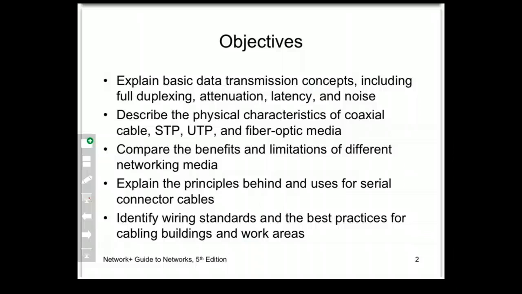You're not going to. I've been in this for 25 years. I don't fully understand full duplexing, so don't expect you to understand it in a week. We'll touch it though and give you the overview, 30,000 foot view of this. Attenuation, latency, and noise we'll also discuss, which those are a little easier terms to understand.